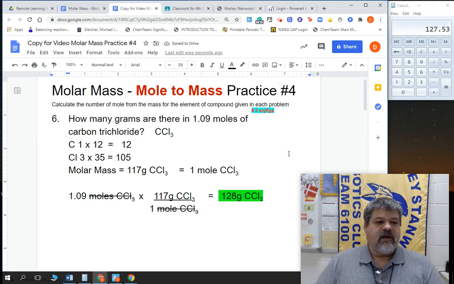So we're done with our molar mass, moles to mass. There are a lot more worksheets out there that you can use to help you practice. If you need more than that, ask. Other than that, hopefully it helped you out, and hopefully you're ready for the assessment at the end here.